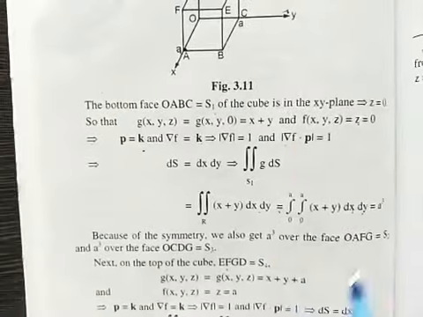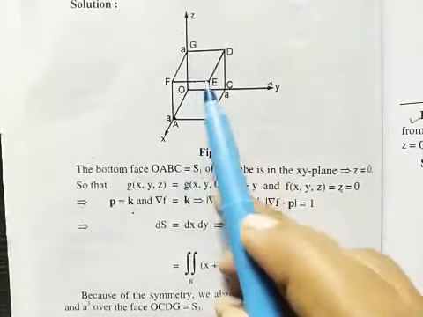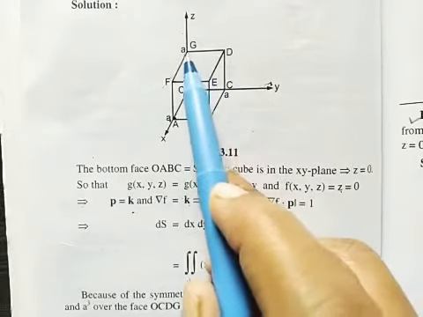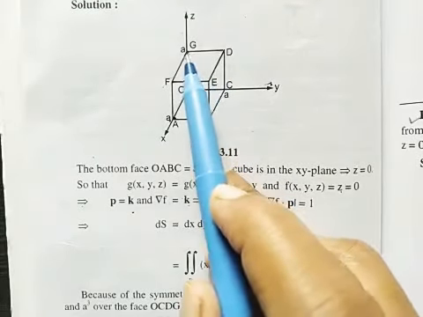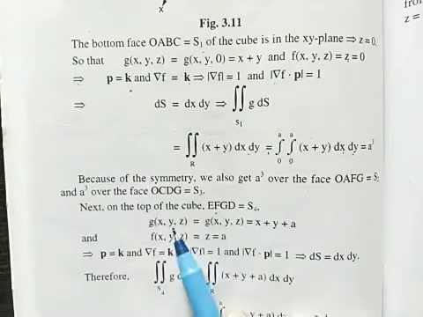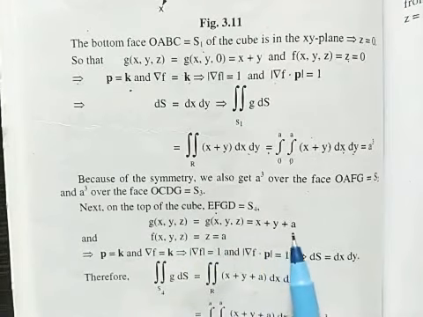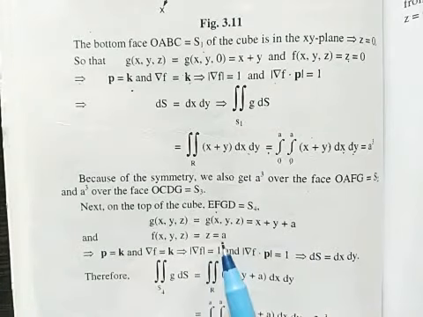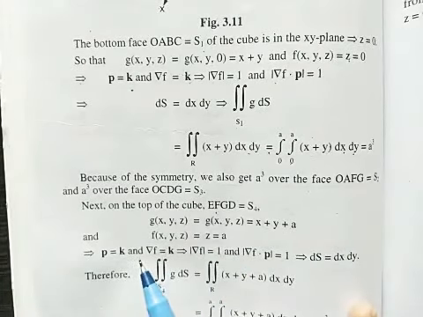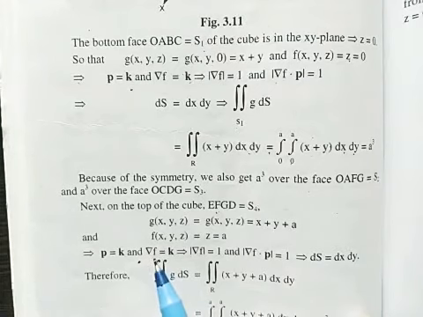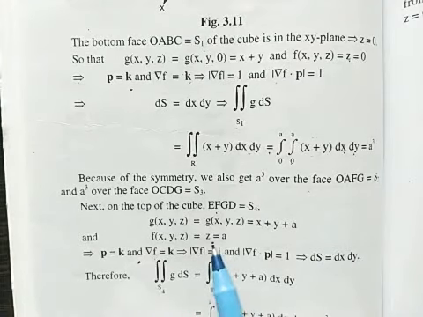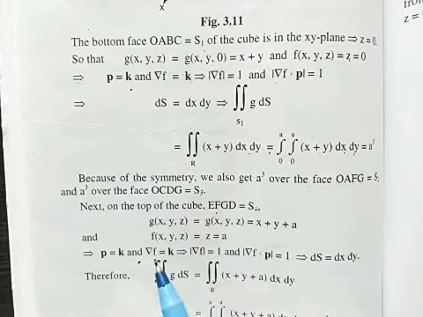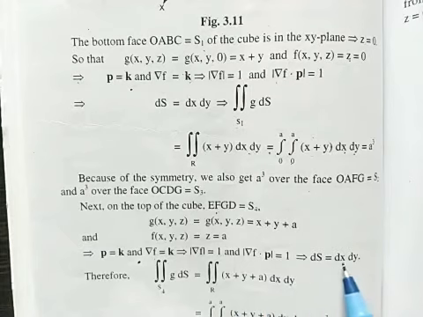Now what we are calculating is at this surface, where it cuts the z plane, at z is equal to a. So for this surface S4, function g will be x plus y plus z, and z is a, so x plus y plus a. And the function is z is equal to a. And here p is equal to k, and del f will be, what is f? F is equal to z is equal to a. So its del f will be k. Mod of del f will be 1, mod of del f dot p will be 1, ds is dx dy.